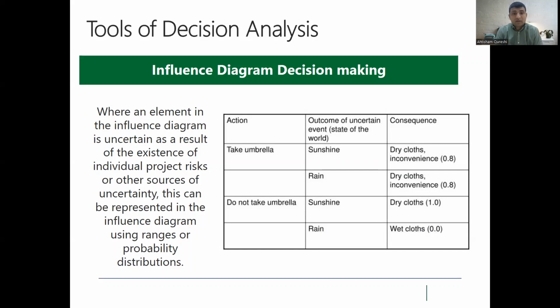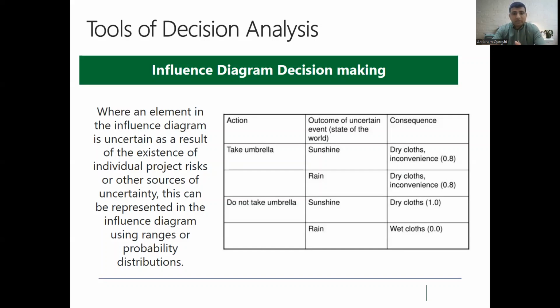So let's say an example that you are deciding between taking an umbrella when you are going out, or not taking an umbrella while going out. So what could then be an outcome? An outcome would be that there would be sunshine outside or there could be rain outside.